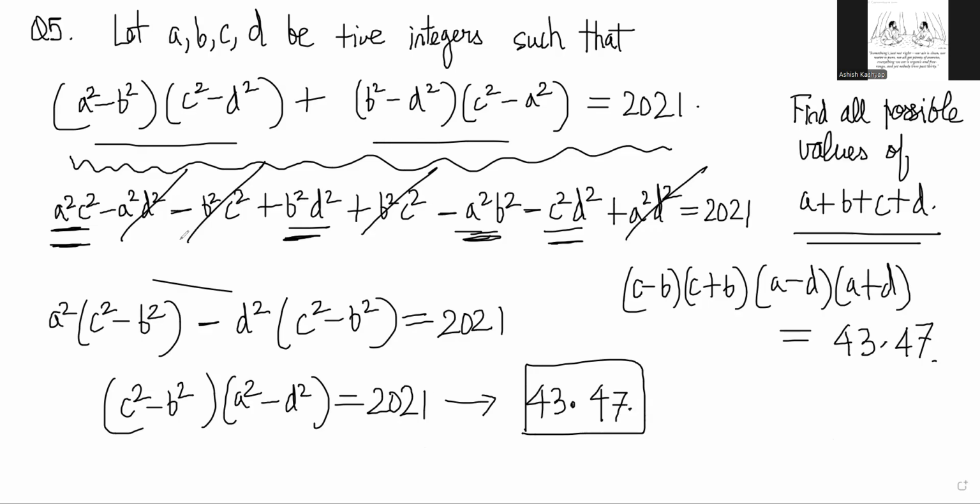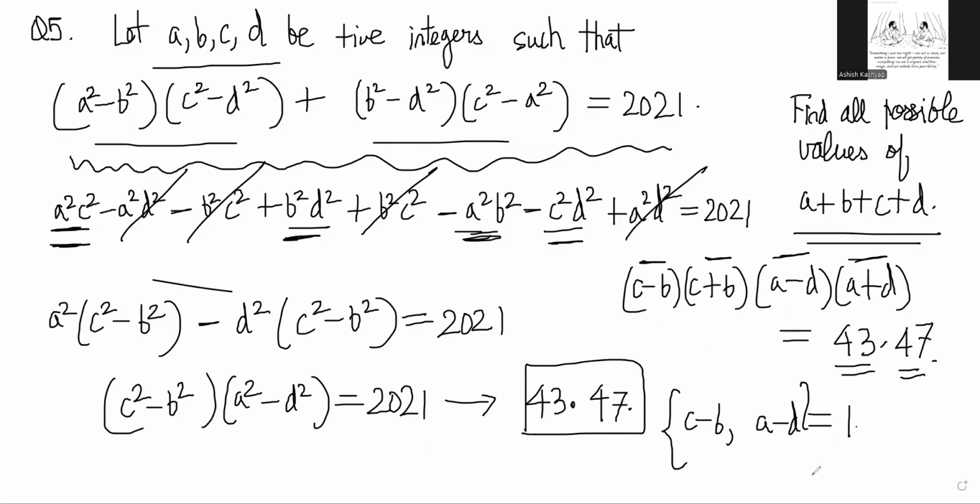So think about it, since everything is a positive integer and here there are two prime numbers, how can you have four factors? The only way you can have four factors is if two of the factors are one. And the only way that will happen is if C minus B and A minus D are both equal to 1, right? And if they are equal to 1, then C plus B and A plus D could be 43 or 47, right? We don't have to actually find all the numbers. We can just find out A plus B plus C plus D because it will be the sum of 43 and 47, which is 90.